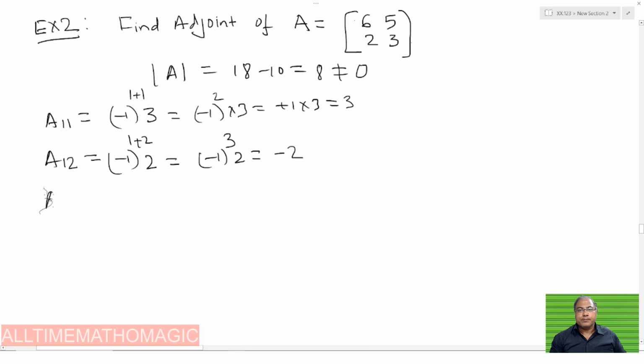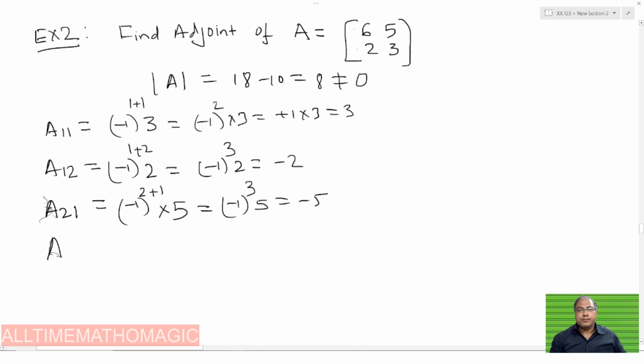After that, we will find the cofactor A21, that is minus 1 raised to, what are the numbers? 2 and 1. So write down 2 plus 1 here, multiplied by, now delete the second row and first column. What is left? 5. So multiply by 5 here: minus 1 raised to 3 multiplied by 5 equals minus 5.